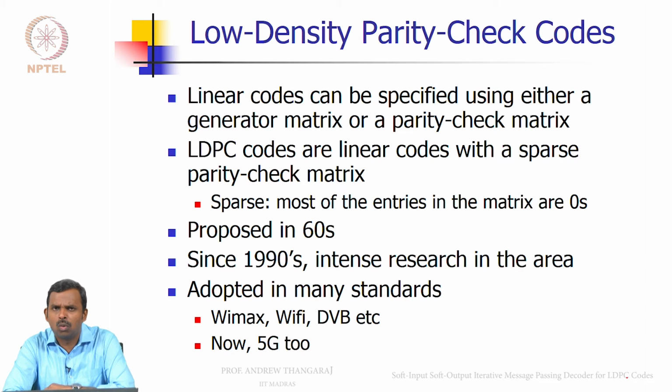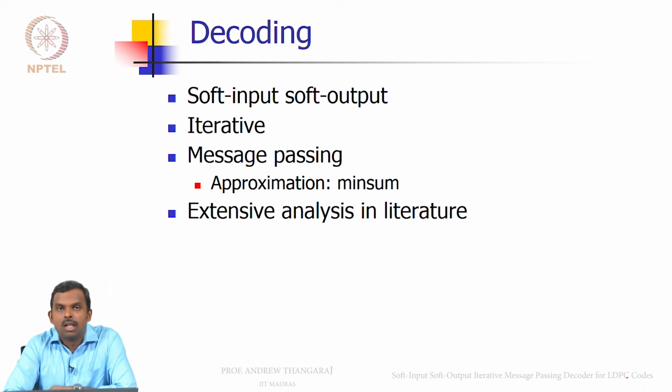As a quick overview of where we are with respect to LDPC codes. LDPC codes are linear codes specified by a sparse parity check matrix. Most of the entries are zeros, so very few ones. It was proposed long back in the 60s. Since the 90s there has been a revival in these codes, and now they are a part of many standards, earlier standards too, and now the 5G standard also has them for the data communications part.